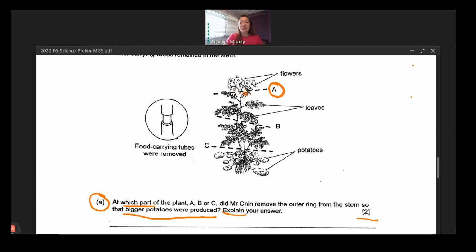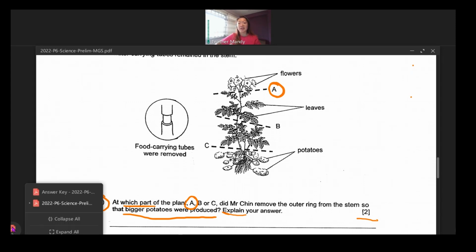Of course, some would keep it for the leaves themselves, and some of it, or most of it, will actually be going to the stem and the underground parts, which is the roots and the potatoes. So the answer is, it is actually part A. The reason is because most of the leaves will be making food, and because of that, most of the food would be stored in the potatoes.